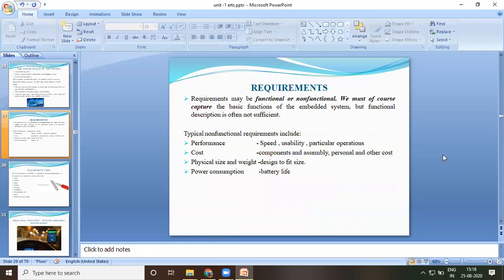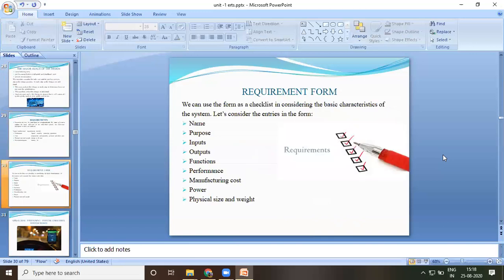The non-functional requirements are performance, cost, physical size and weight, and power consumption. Performance means speed, usability, and particular operations. Cost means components, assembly, and personnel cost. Physical size and weight means it is designed to fit that particular size; it should be compact. Power consumption means battery life. So these are the non-functional requirements.